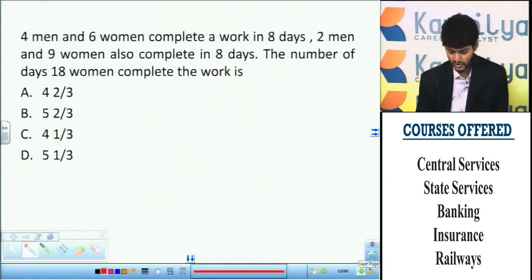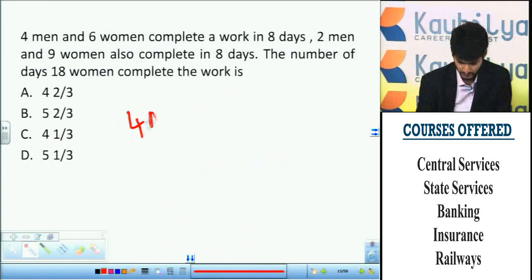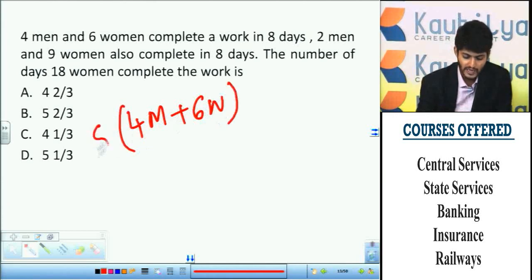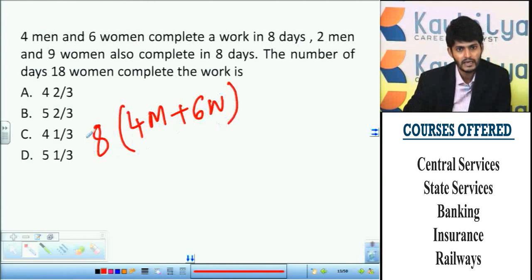Now take a look at the next concept. So far we have dealt only with A and B, that means let us assume both are of the same gender. Now we are dealing with people of different genders, which is 4 men and 6 women. Always remember, here you have 'and', and 'and' always means addition. So in this case, 4 men and 6 women can complete a work in 8 days. So for 8 days all 4 men should work, and for 8 days all 6 women should work to finish your task.